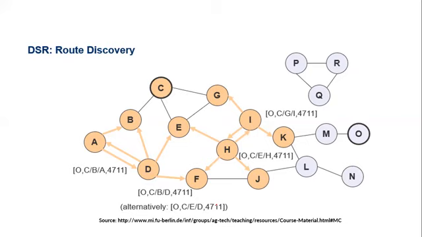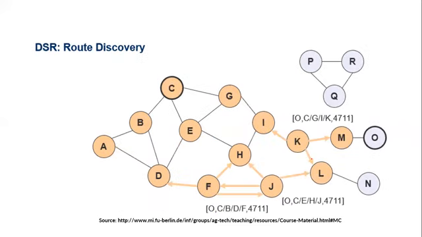So when D broadcasts, it will be like this. Destination is O, path traversed is C, B and D, and this is the ID. There are two paths available, so the alternate path is C, E, D, and this is the ID. Destination is O. Okay, and H will broadcast like this. Destination is O, path traversed is C, E, H. I will do like this. Destination is O, path traversed is C, G and I. Okay.